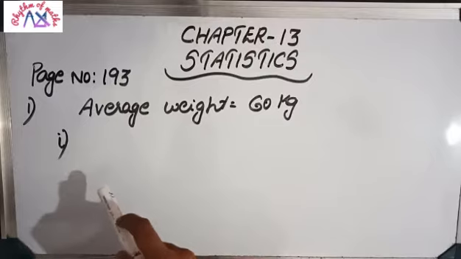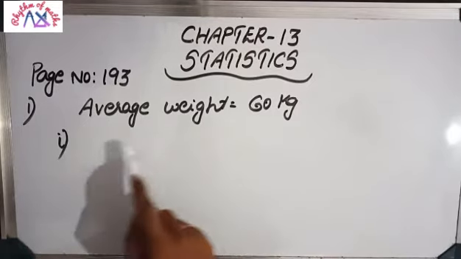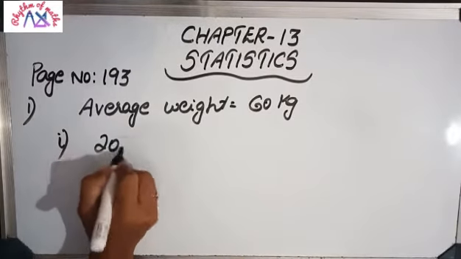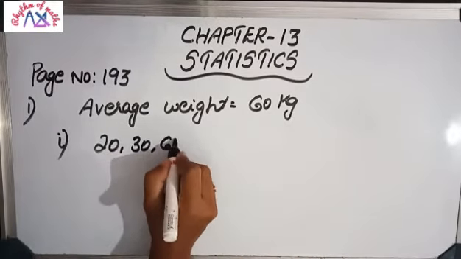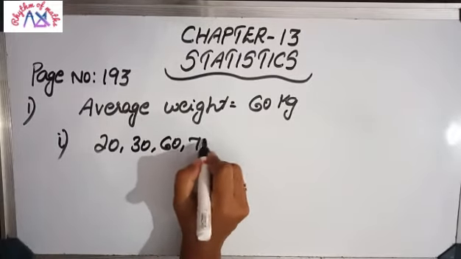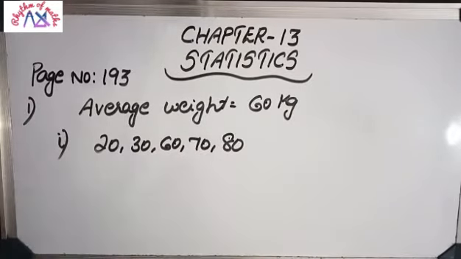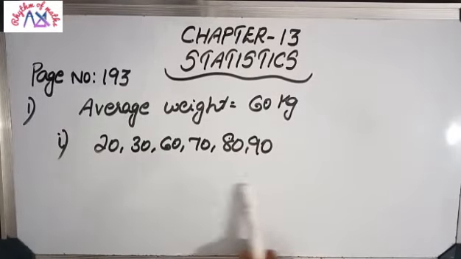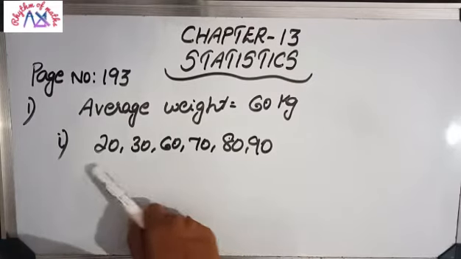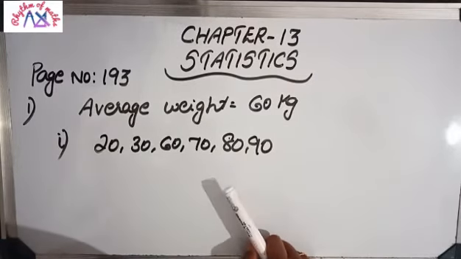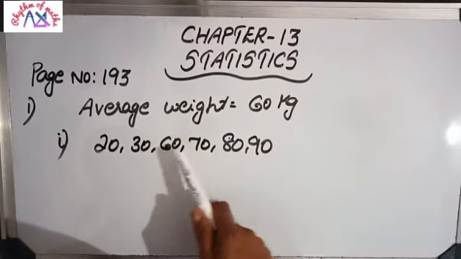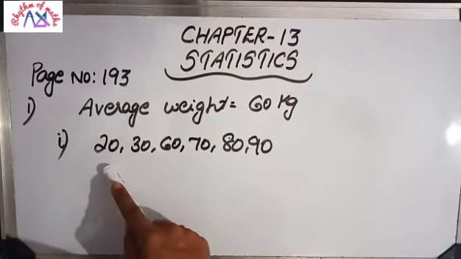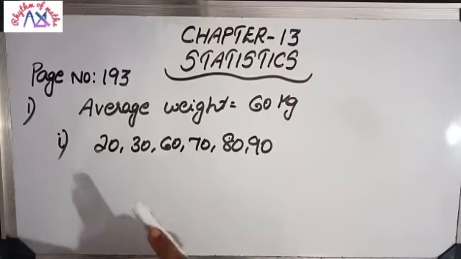At the starting itself I told you the average will be in between the numbers. For example, suppose the weights of 6 players are 20, 30, 60, 70, 80, and 90. Now the average is 60. That 60 will be in between these numbers. That means there will be numbers less than 60 and numbers greater than 60.